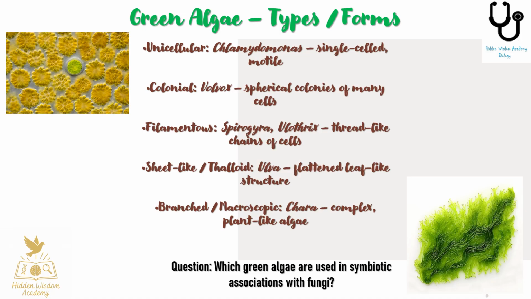Let's look at different forms of green algae. Some are single-celled, like Chlamydomonas. Others form colonies, like Volvox, which is a spherical group of cells. Filamentous types, like Spirogyra and Ulothrix, are thread-like chains of cells. Some, like Ulva, are sheet-like with flat, leaf-like structures. The largest, like Chara, are branched and more plant-like. This variety helps green algae live in many habitats.